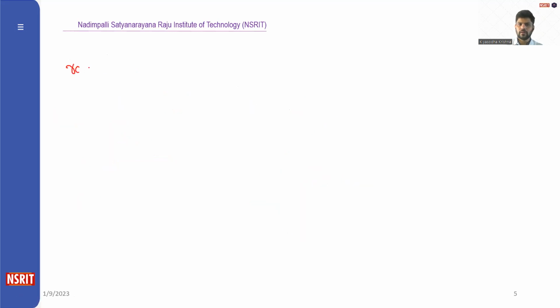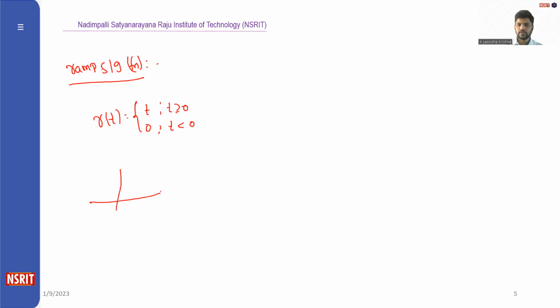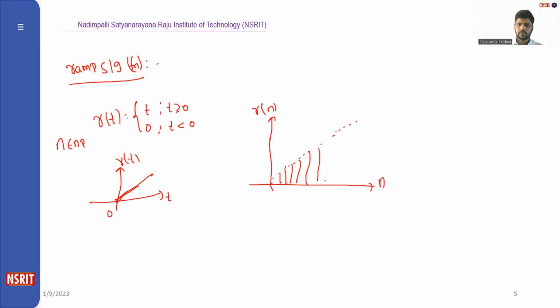And then the next signal is the ramp signal, or ramp function. r of t is t for t greater than or equal to 0 and 0 for t less than 0. Of course, it is neither an energy nor a power signal. For the discrete version, r of n, we cannot take it as continuous, so I will take only discrete points. Simply I can take it as a power of n, like that.